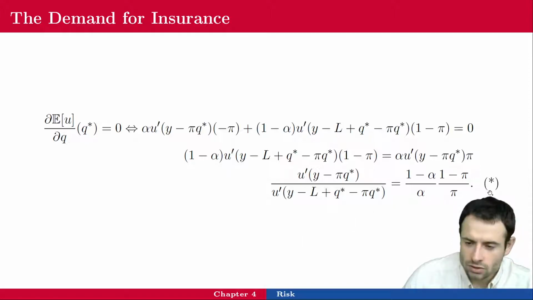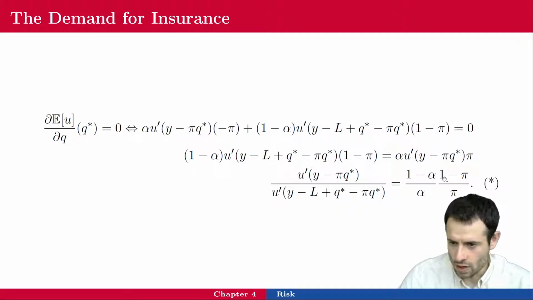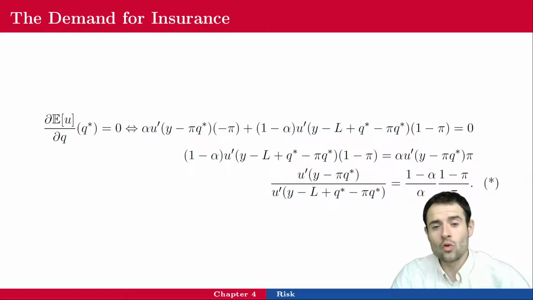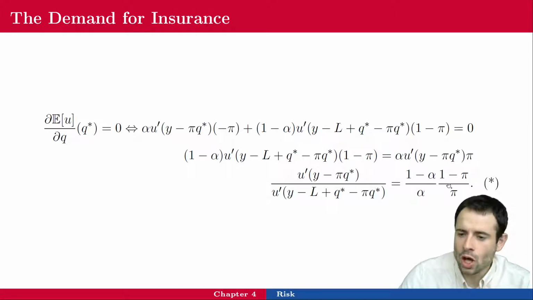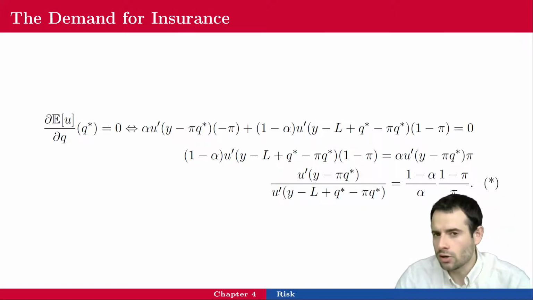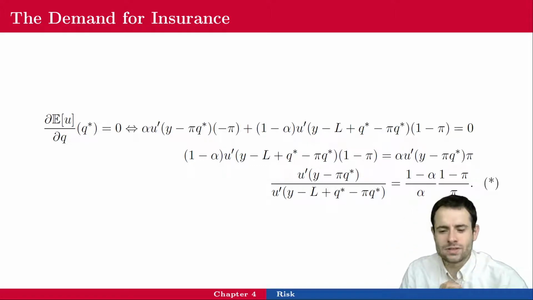Note that here we have a ratio of probabilities, 1 minus alpha over alpha, and we have a ratio of relative prices. Pi is, remember, the premium per dollar of coverage. This is the amount you have to pay per dollar that you want to receive if something bad happens.